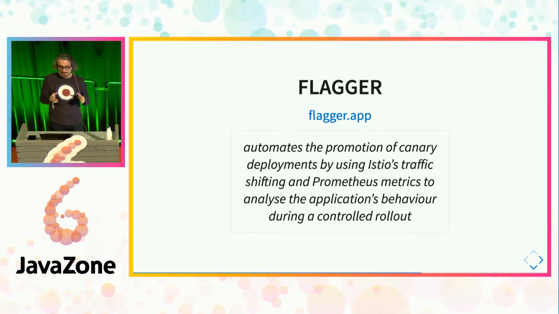It's Flagger. It's a project started by Weaveworks that automates the promotion of canary deployments in Kubernetes. And it's going to use Istio to control how the traffic goes to the old version and the new version. And it's going to use the metrics from Prometheus that are populated by Istio to decide whether the deployment is successful or not. So it's going to do all that automatically.